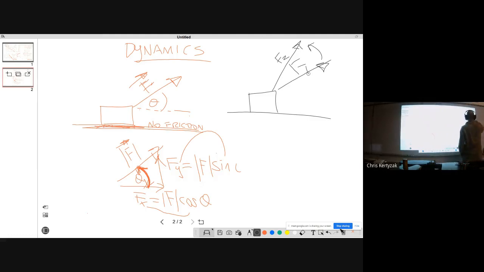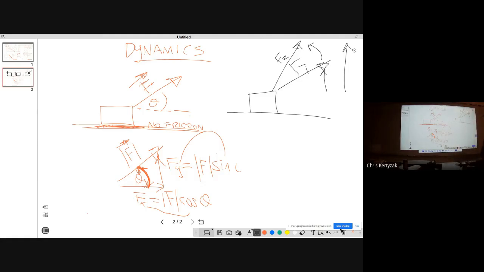Well, if the original upward force was this amount and the new upward force is now this amount, then by going at a steeper angle, you're applying more lifting force. That will relieve the normal force, because the normal force is always pushing up.